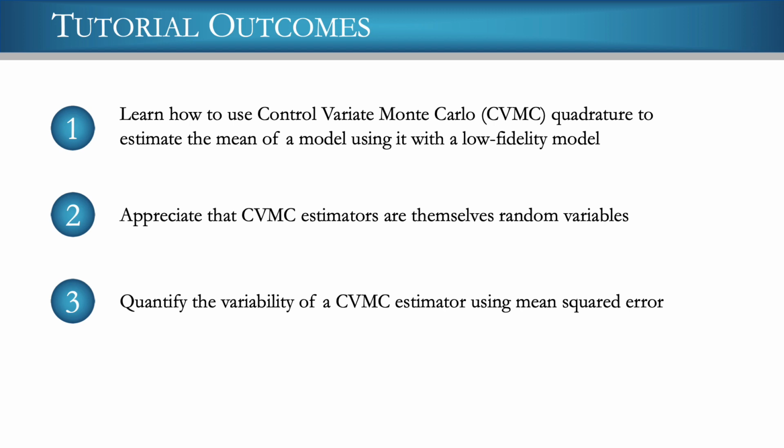In the next few minutes, I'm going to teach you how to use Control Variate Monte Carlo quadrature, otherwise called CVMC for short, to compute statistics quantifying uncertainty in the predictions of a computationally expensive high-fidelity model by using it alongside a cheaper, less accurate model that has no statistics. I will also teach you that, like single-fidelity Monte Carlo estimators that use a single model, Control Variate Monte Carlo estimators are also random variables.